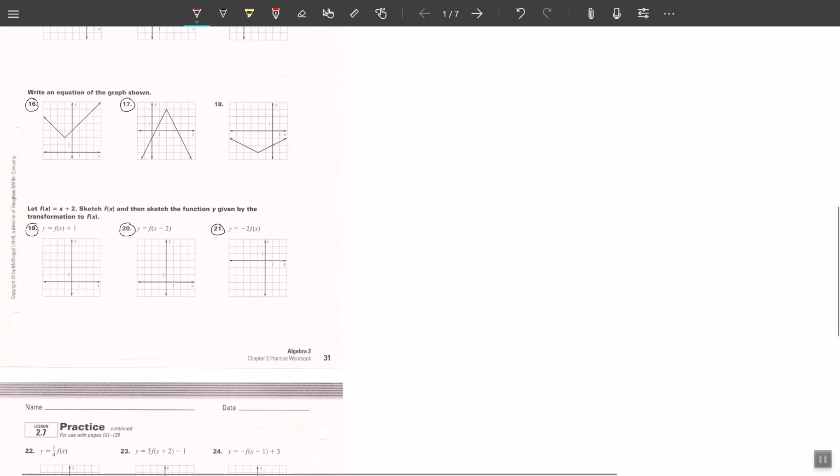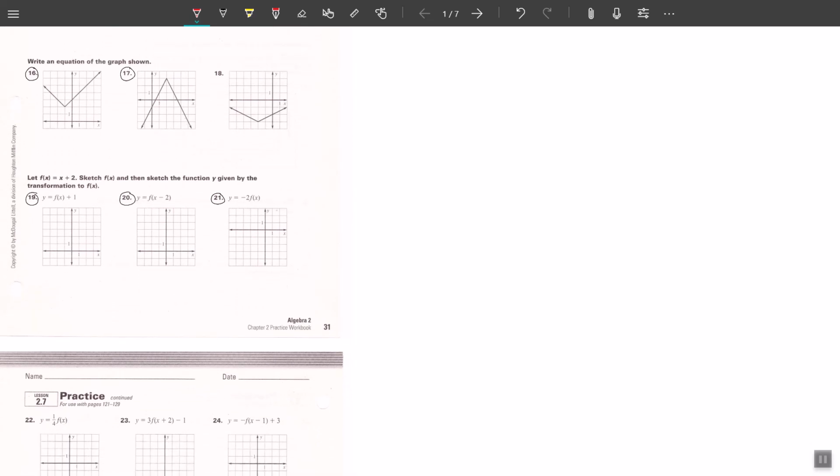Okay, then moving down to 16, they want you to write an equation of the graph that is shown. So we need to know our vertex, and we need to know what our a value is. So if we're looking there at 16, we can see that our vertex is -1, 2. We can see that our graph opens upward, so we know our a value is going to be positive.